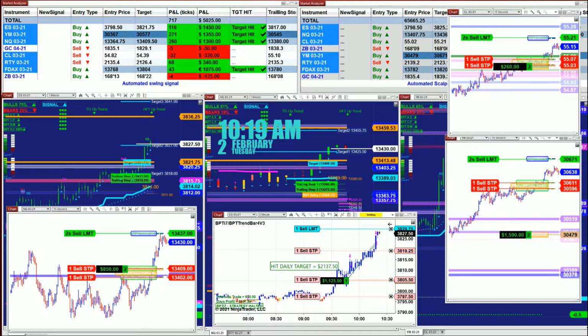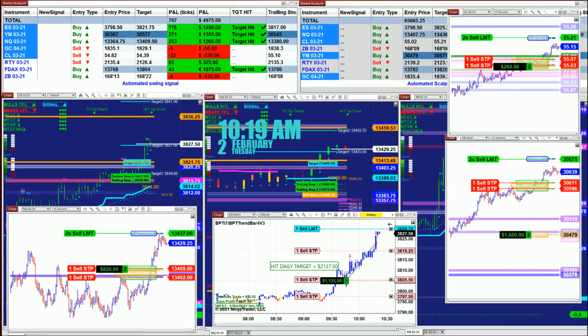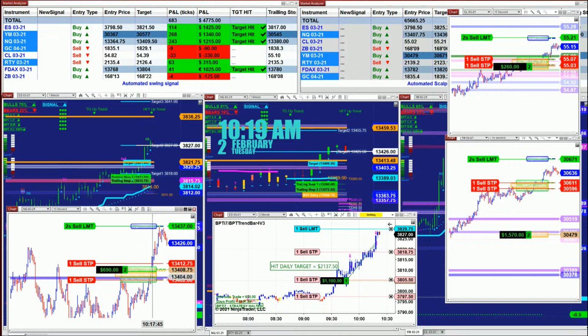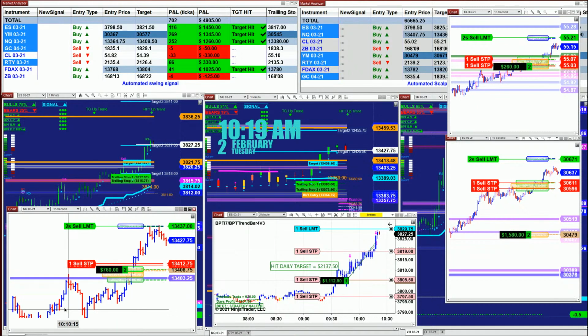This is an amazing market today. You know, we missed just one tick to close the position on the Nasdaq, and this is not good. That's why sometimes you have to keep your eye on it. Look at this. We missed by one tick.